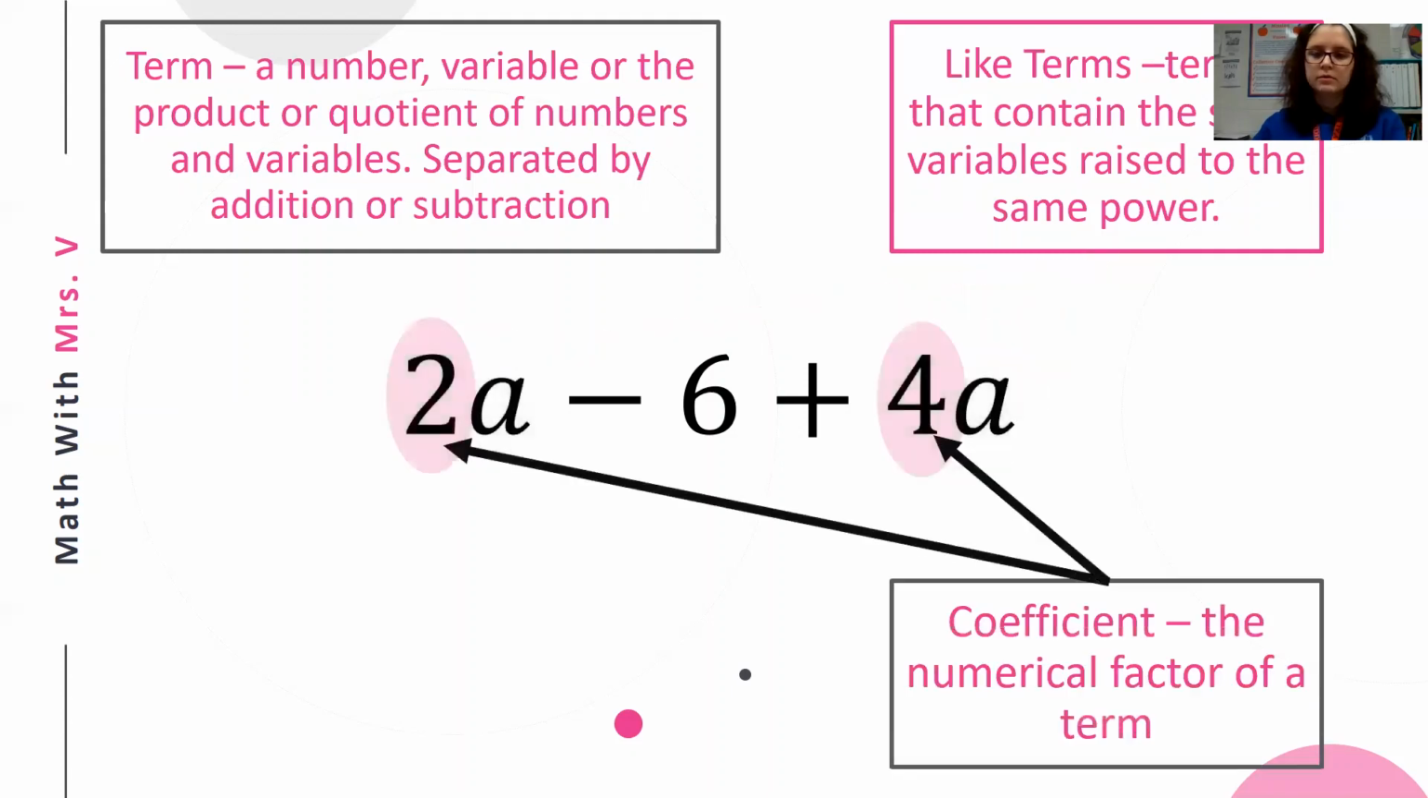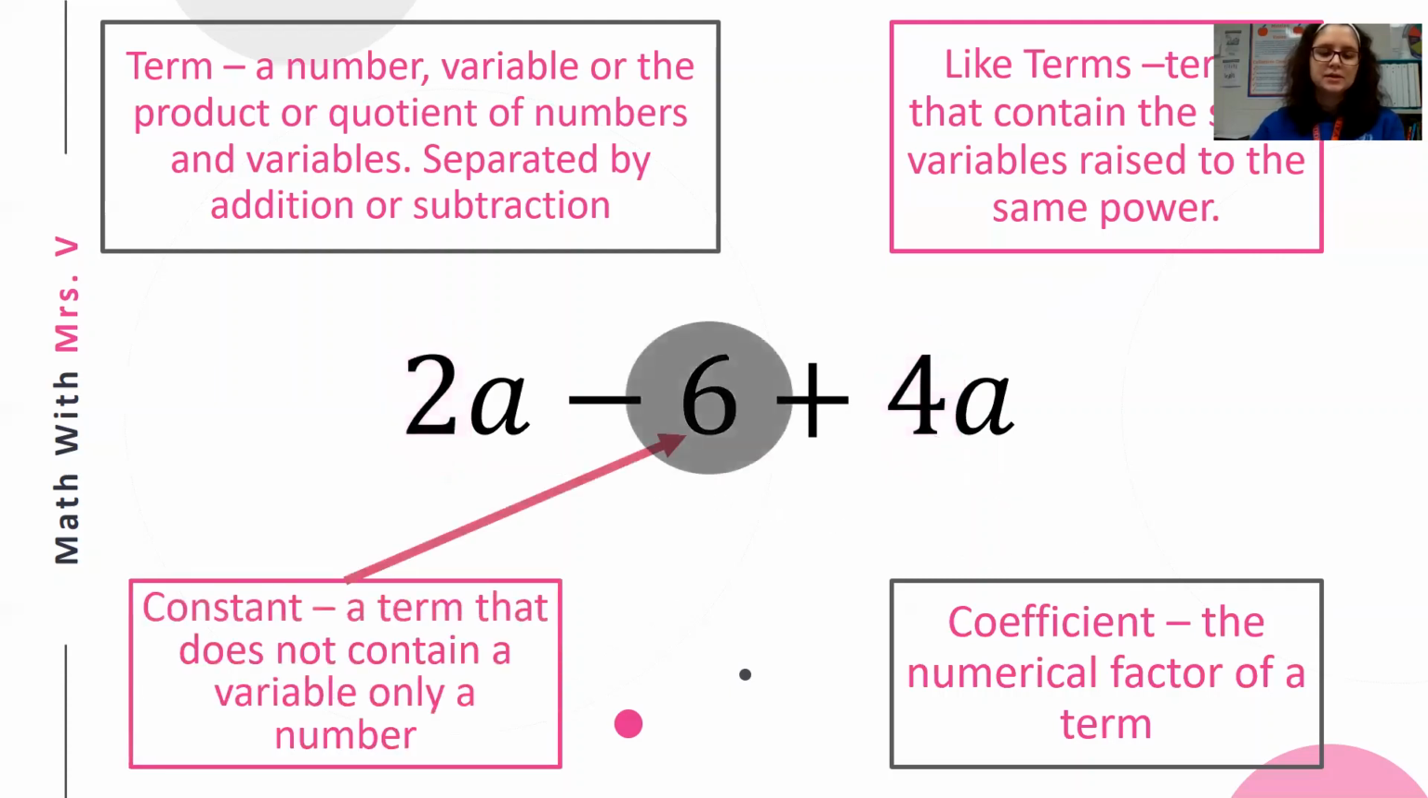Our next vocabulary word is a coefficient, and the coefficient is a numerical factor of a term. So the coefficient is the number portion of any of your terms that have variables. And the last word we need to know is a constant, and a constant is a term that does not contain a variable, only a number.